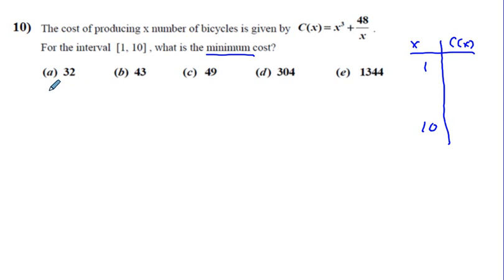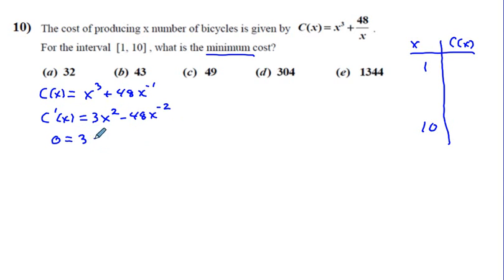Let's say C(x) is equal to x cubed plus 48 over x, so it's going to be plus 48 x to the negative 1 power. So C prime of x is equal to 3x squared, and then we have negative 1 times 48, so it's going to be minus 48 x to the negative 2 power. And now we find the critical numbers by setting this first derivative equal to 0. So we put 0 equals 3x squared minus 48 over x squared.